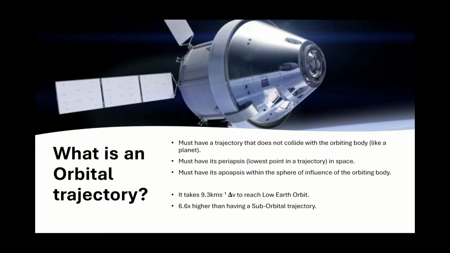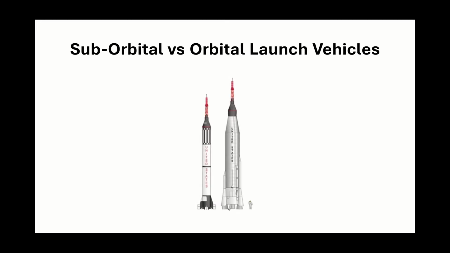So what's the difference between a suborbital rocket and an orbital rocket? Well, luckily, we have a great example of this. Let's go and compare two different launch vehicles designed for a suborbital task and an orbital task. I've chosen the Mercury Redstone and the Mercury Atlas because they carried the same payload, which is the Mercury capsule.